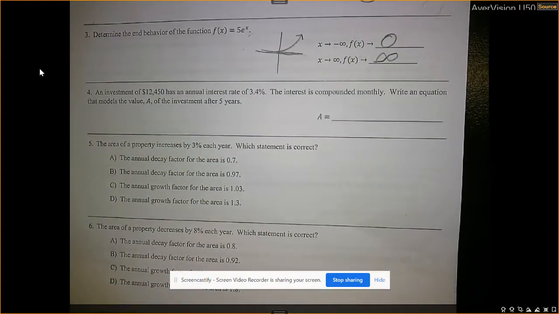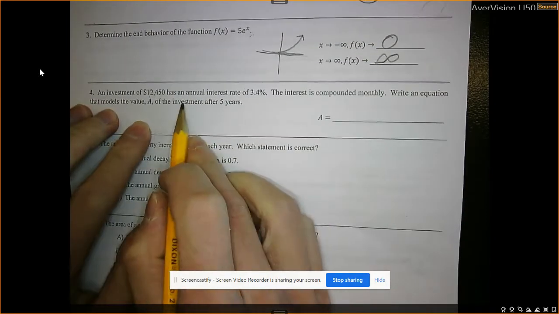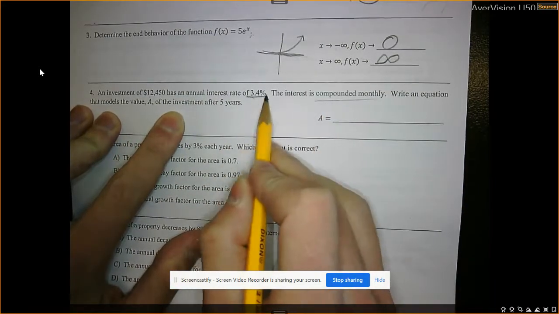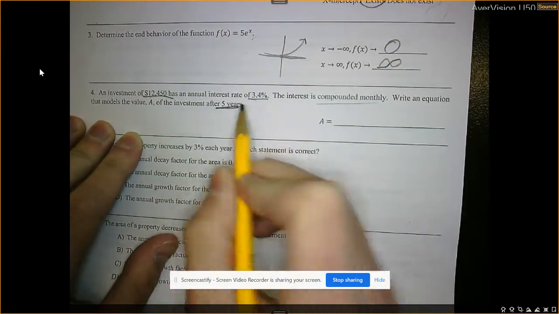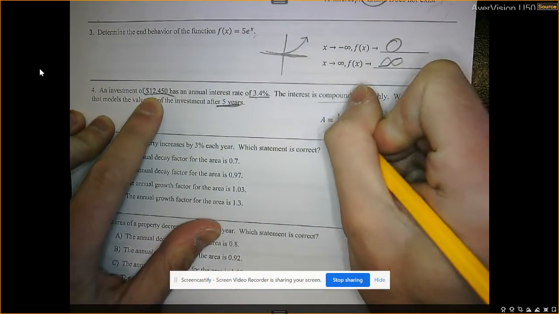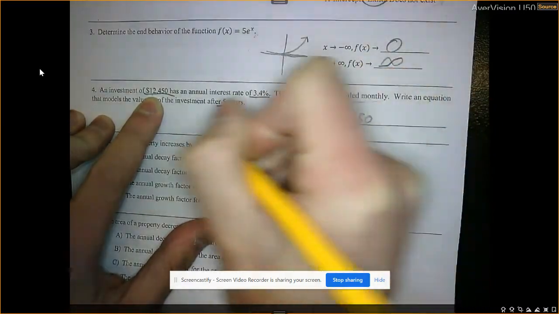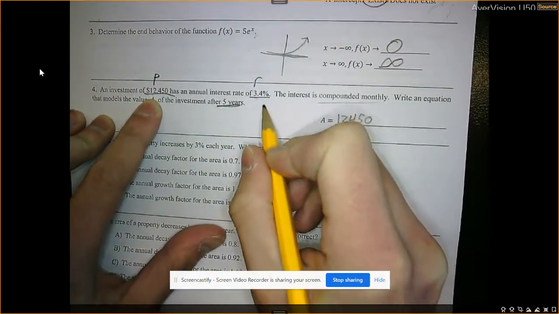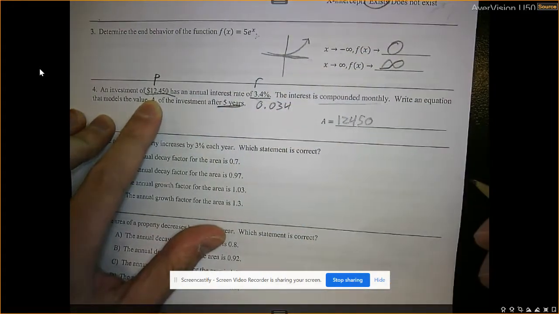Now moving on, we have an investment of $12,450, and it has an annual interest rate of blah, blah, blah, compounded monthly. I would go ahead and underline everything that seems to be important here. After 5 years is what we're looking at. So an investment, this is your principal amount. That's your P, 12,450. Here you have your rate, and this as a decimal is 0.034. I'll change that to a decimal right away.